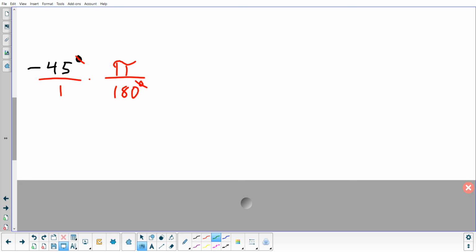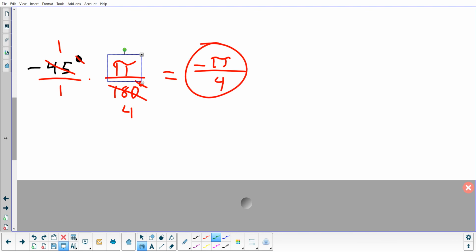15, but I don't think it goes into 180. No, 15 does. But we could go with an even bigger number. If we do 15, we're just going to do it again. 45 itself? Yeah. 45 times 1 is 45. And 45 times how much? 4. So the final answer is negative 1 pi divided by 4. Okay, questions on that one?